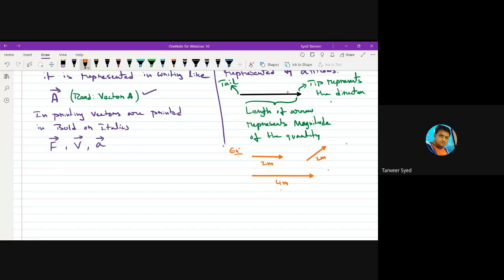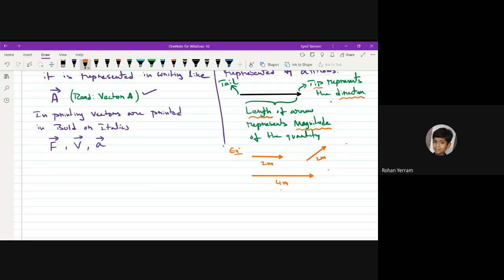Right? Like this, we show vectors with arrows also. Tail of the arrow, tip of the arrow, length of the arrow. Length represents magnitude. Tip shows the direction.